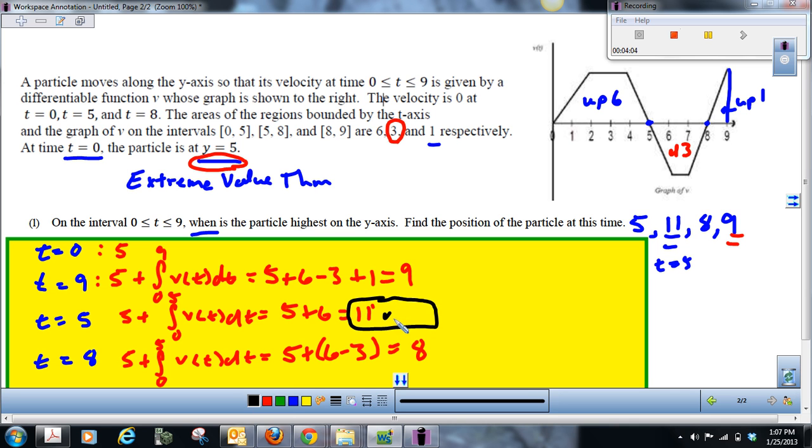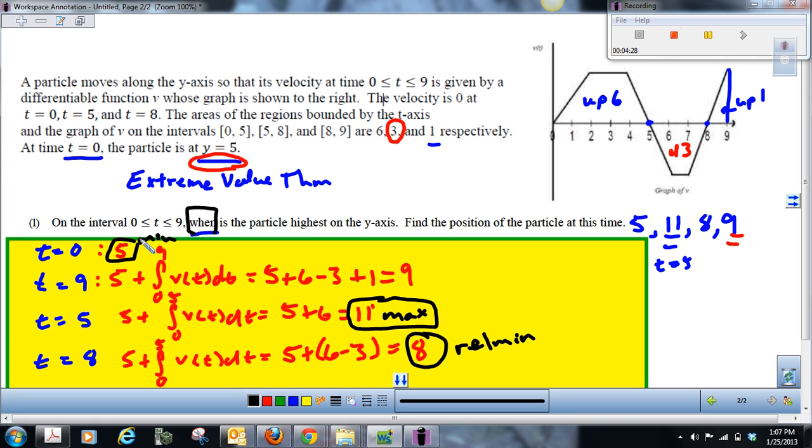You got to make sure you read the question because it says when is the particle at its greatest, so that would be time equals 5. If it did say the minimum, what is the minimum? You may be tempted to say 8, but it's not. 8 would be a relative minimum because it changes from negative to positive, but the actual minimum, the lowest that bug is at, is 5. That's why you got to test your endpoints, even if it's given to you.